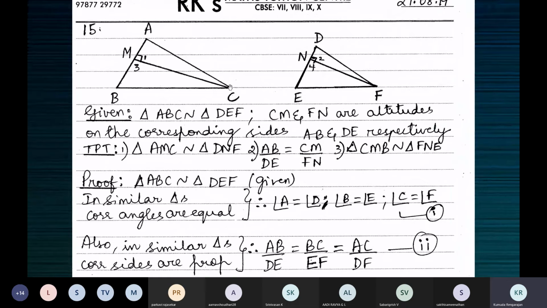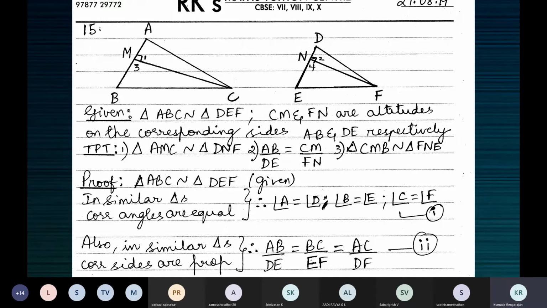And what's an altitude? It makes a right angle with the base. CM is an altitude. That means it makes an angle of 90 degrees with the base AB. Similarly, FN makes an angle of 90 degrees with the base DE. Altitude, no?